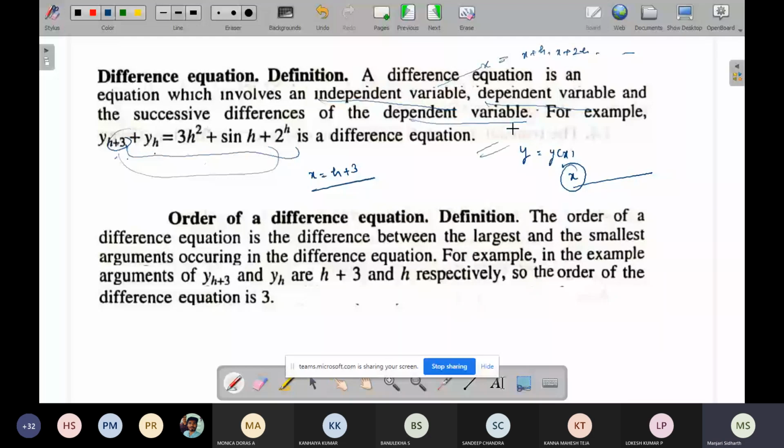Now, the order of a difference equation. The order of a difference equation is the difference between the largest and the smallest arguments occurring in the difference equation. The argument means the value of y at x. So here the smallest argument is given at h, and the largest argument is given at h plus 3. What is the difference? h plus 3 minus h, that means 3. So the order of this difference equation is 3.